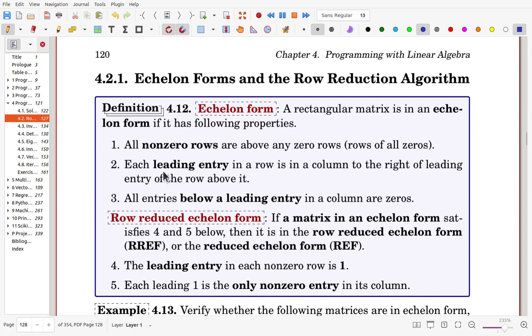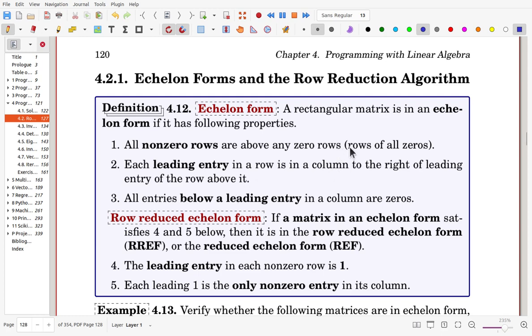The leading entry: given a non-zero row, the first non-zero entry from the left-hand side is called the leading entry. Each leading entry in a row is in a column to the right of the leading entry of the row above it, which means the leading entries move down and to the right.